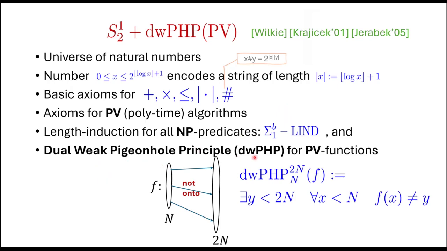Now the dual weak pigeonhole principle, this is important and it's quite simple. What it means is just the pigeonhole principle, but dual in the following sense. If you take a function for PV functions, or polynomial time functions, so for a polynomial time function f from n to 2n, so the range is bigger than the domain, then there must be a point which is outside the range of f.